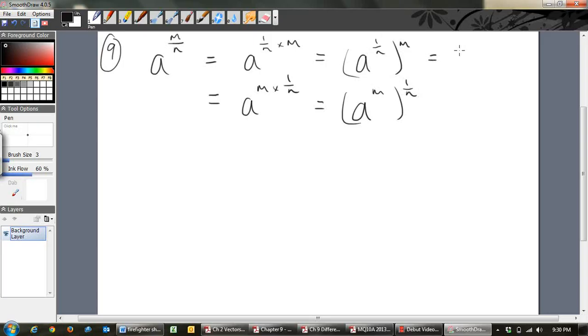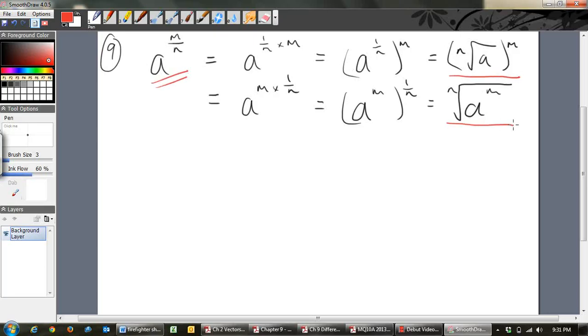What this is, is the nth root of a raised to the power m, and what this is, is a to the m, the nth root of that. So these two things are exactly the same. This is saying that that is equal to this or this, whichever one works out to be the easiest to use. You can use either of these.